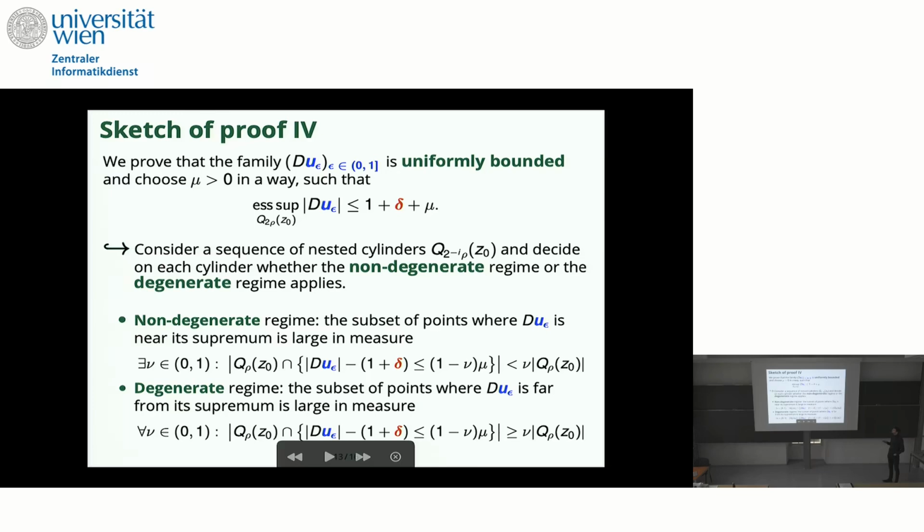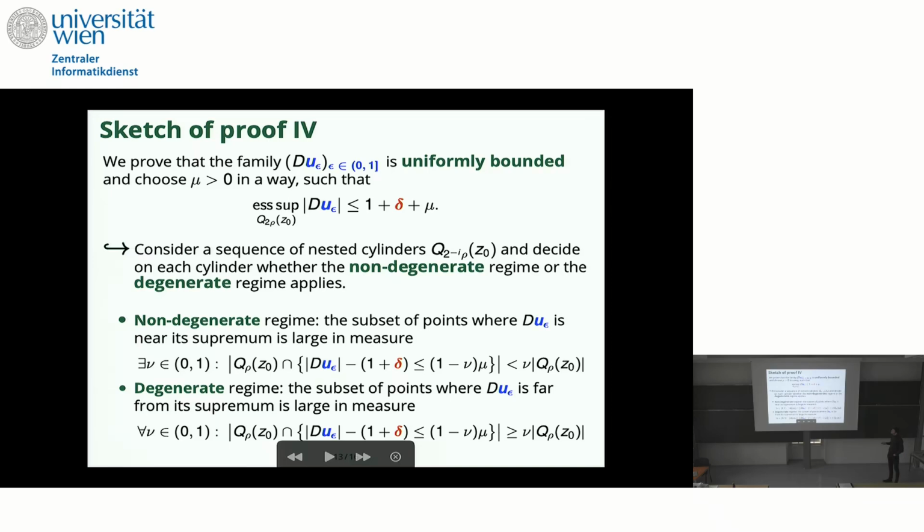Okay, what are these two regimes? The first is the so-called non-degenerate regime. The second is the degenerate regime. The non-degenerate regime is basically the nice case. And as the name suggests, it's the case where du epsilon is non-degenerate. So basically this holds if the subset of points where du epsilon is relatively near the supremum is on a set of large measure. Somehow we are near the supremum, so we are away from 0.